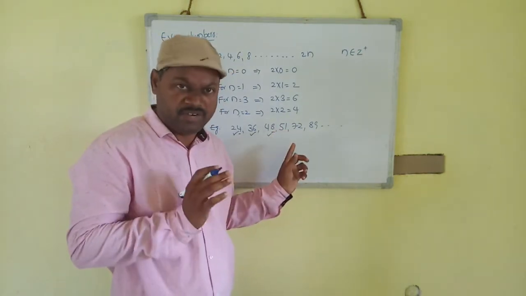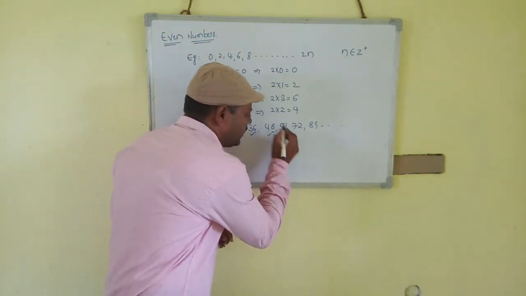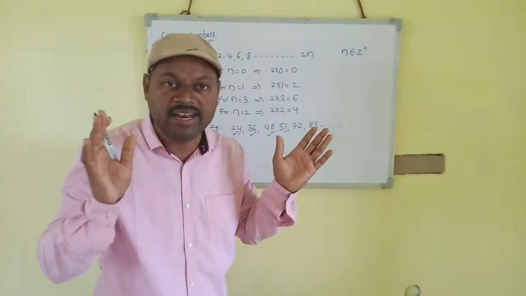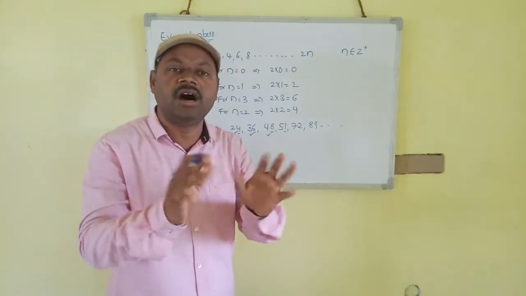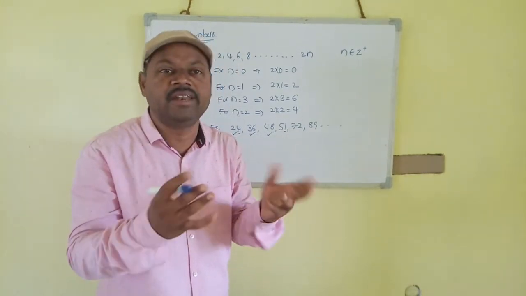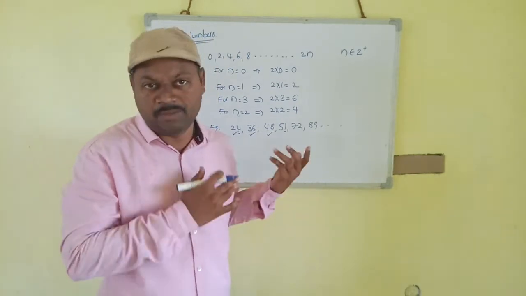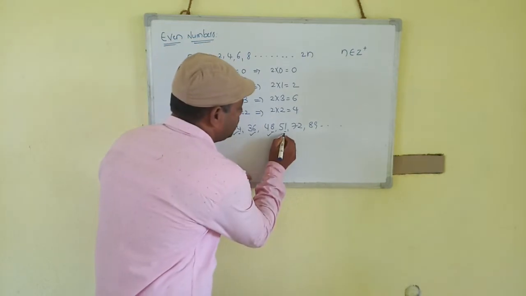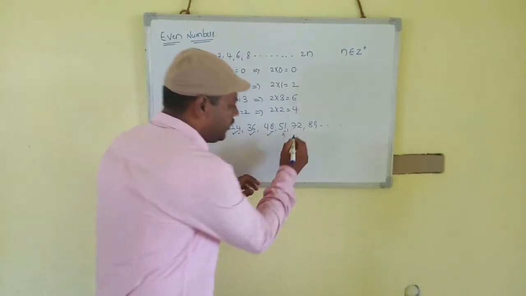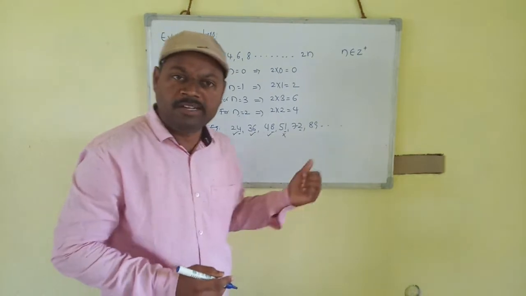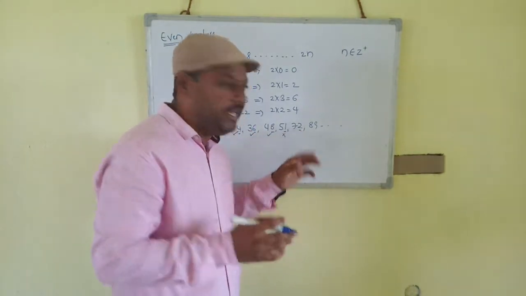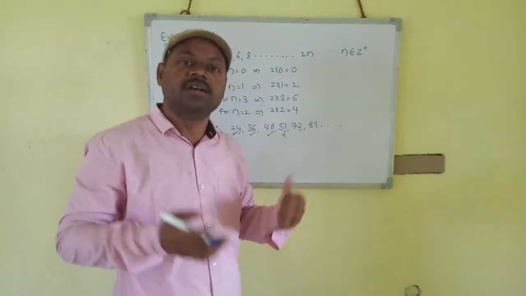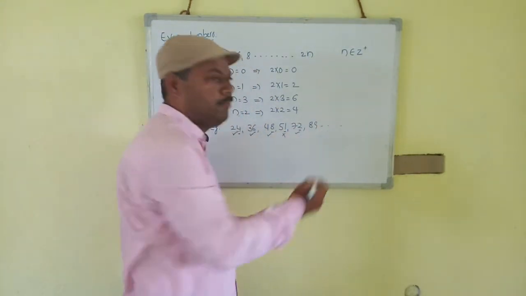Take the next number, 51. What is the ones place digit? 1. 1 is not an even number, so 51 is not even. That is an odd number. Okay students, now take 72. The ones place digit is 2. 2 is even, so the complete number 72 is an even number.